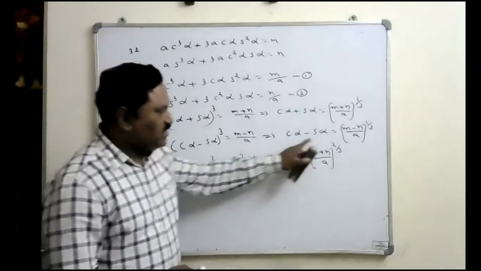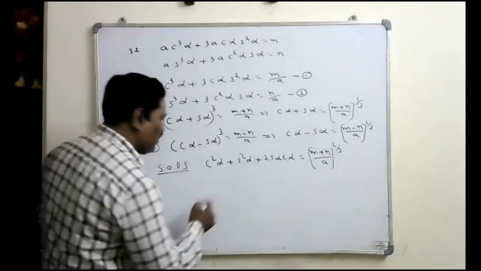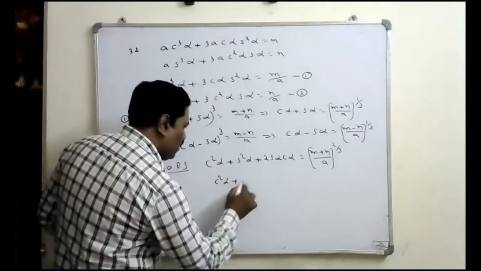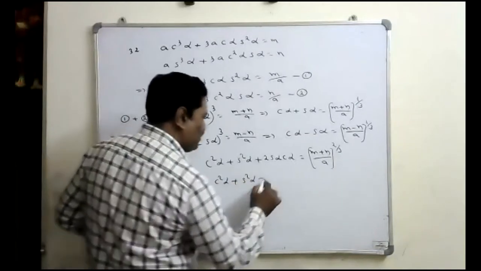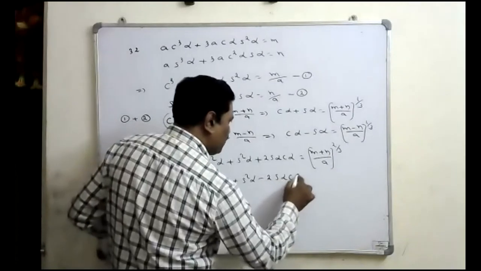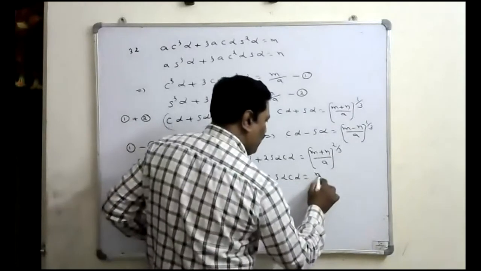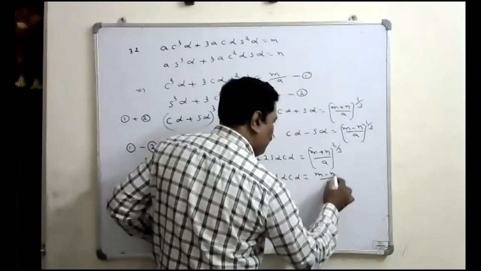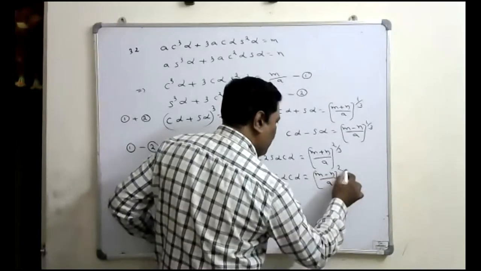Similarly, square the second equation also on both the sides. Cos square alpha plus sin square alpha minus 2 sin alpha cos alpha is equal to ((m minus n) by a) whole power 2 by 3. This is what we are getting.